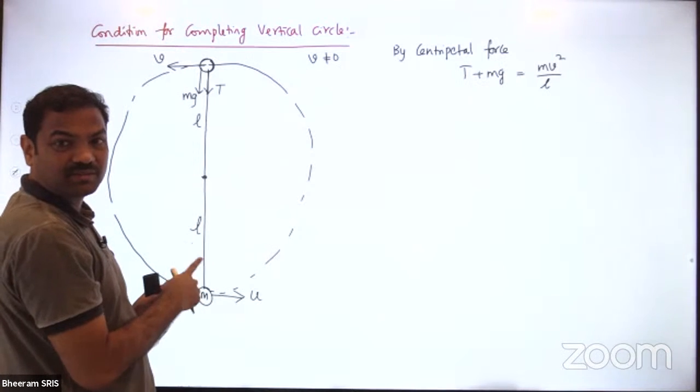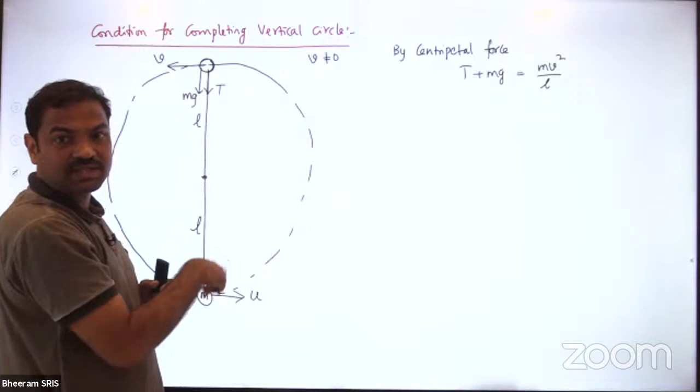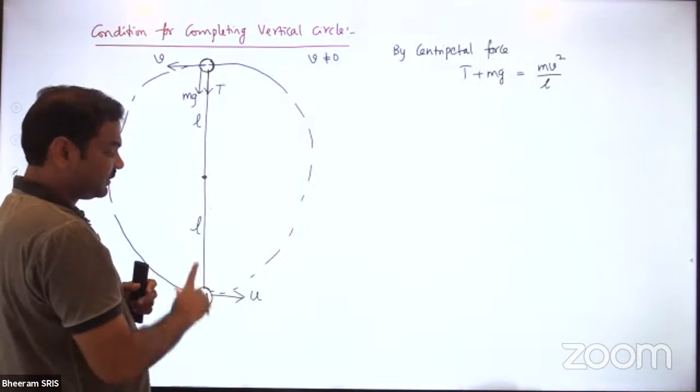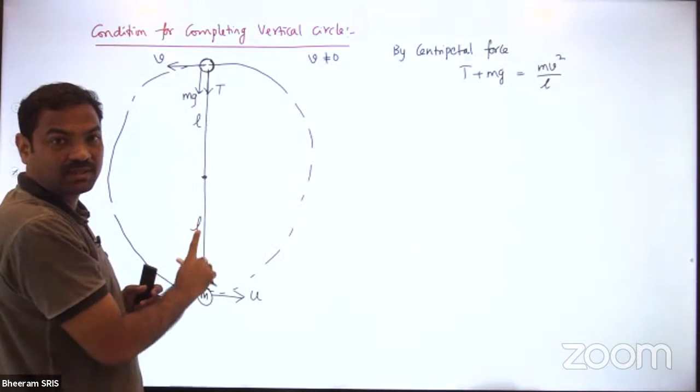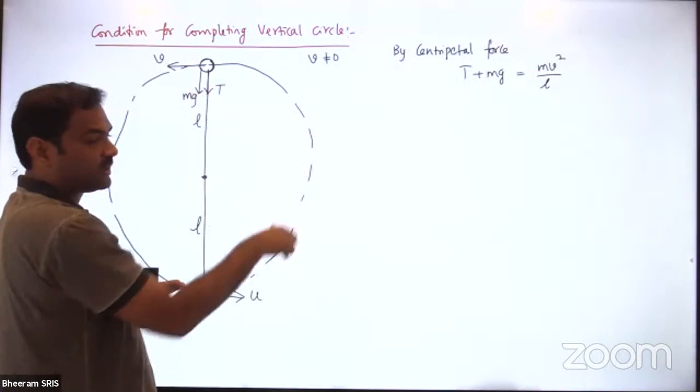Work done by tension is zero. Tension is always perpendicular to the path. Tension is something like a radial force, which is acting along the radial centripetal direction. So work done by tension is always zero, and that's why there is no need to take the work done by tension.